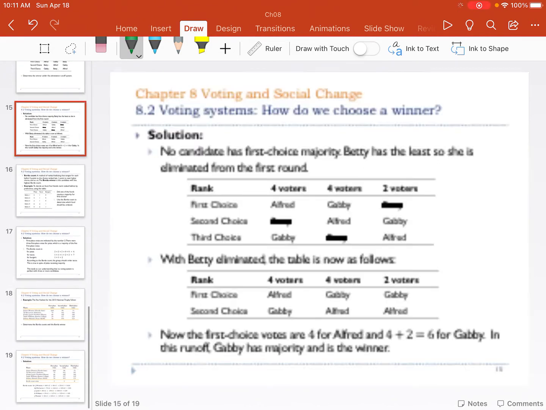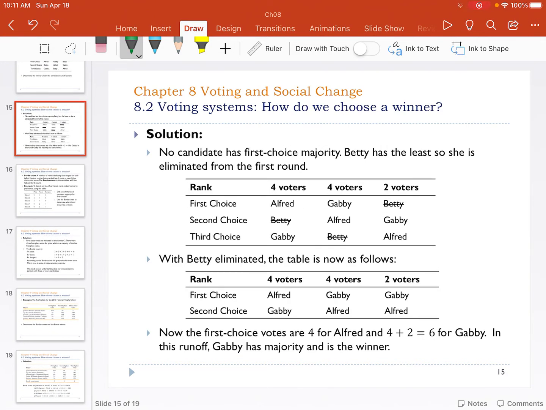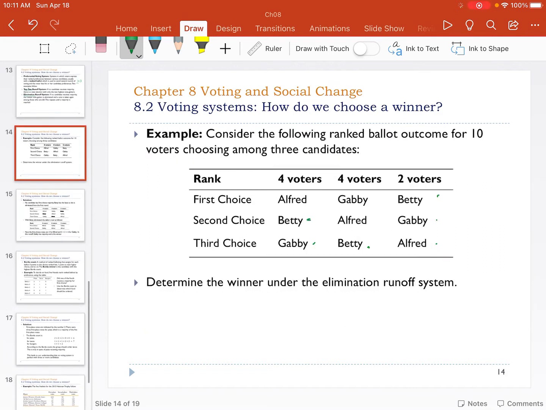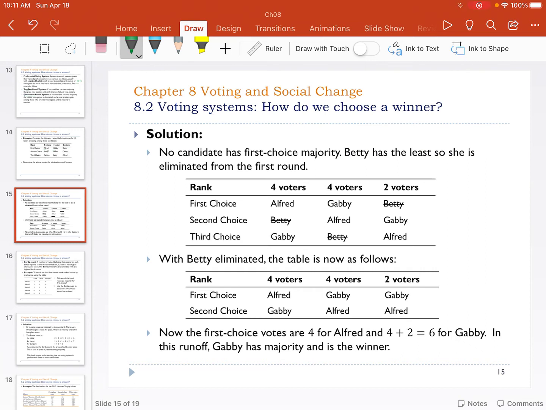So under this elimination runoff system, which we're doing first, let's see what the winner might be. The idea here is to see that no candidate has a first choice majority. Let's go back and take a look at this. If you only look at the first choice, Alfred has 4, Gabby has 4. That's a tie. Betty doesn't count. So Alfred and Gabby are tied. So Betty has the least. She is eliminated from the first round. And with only 3 candidates, it's not going to matter so much. If you had 5, it would take quite a bit longer. I think the book has an example closer to that. So Betty's gone. She's out of there, whether she was first, second, or third.